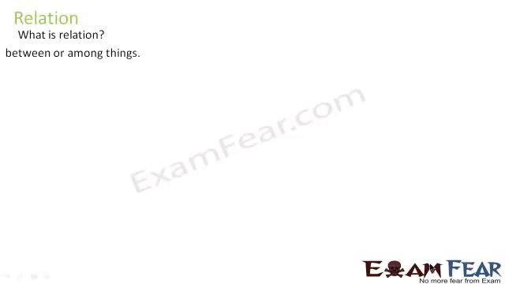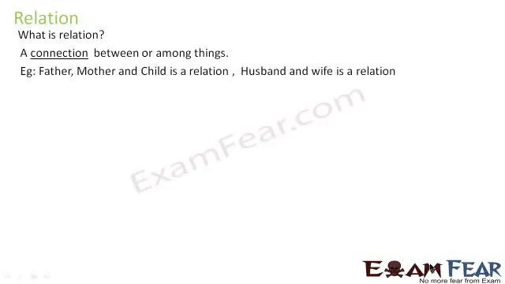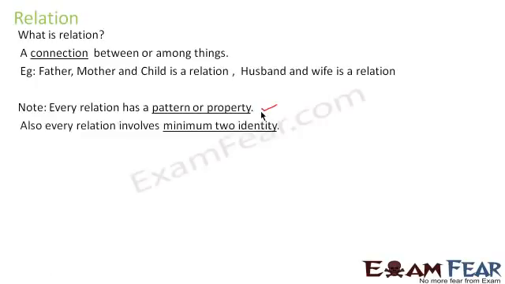Relation. What is relation? Relation is a connection between or among things. For example, when I say relation between father, mother and child, there is a relation. Relation between husband and wife, there is a relation. Also, note that every relation has a pattern and every relation involves minimum two identity.